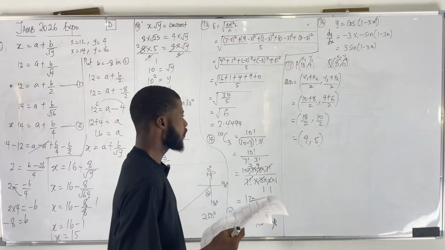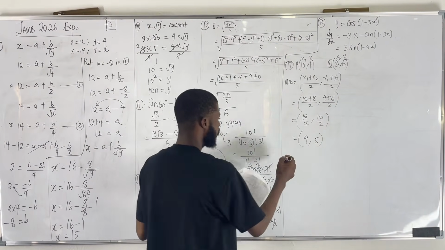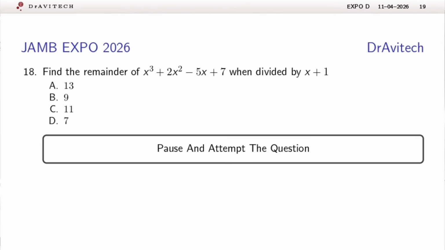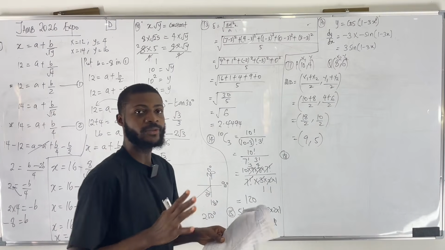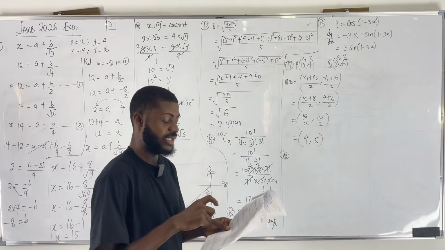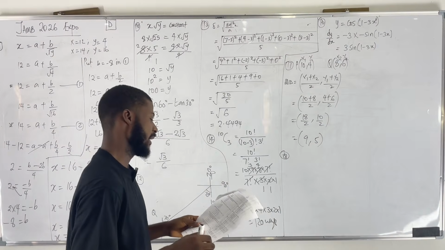Okay. The next one, question 18. Question 18 says, find the remainder of s cubed plus 2s squared minus 5s plus 7 when divided by s plus 1. So there's something called the remainder theorem. This topic is in polynomials.